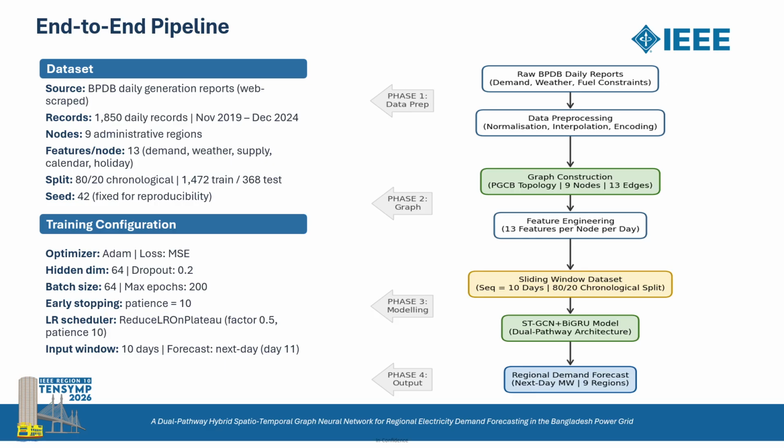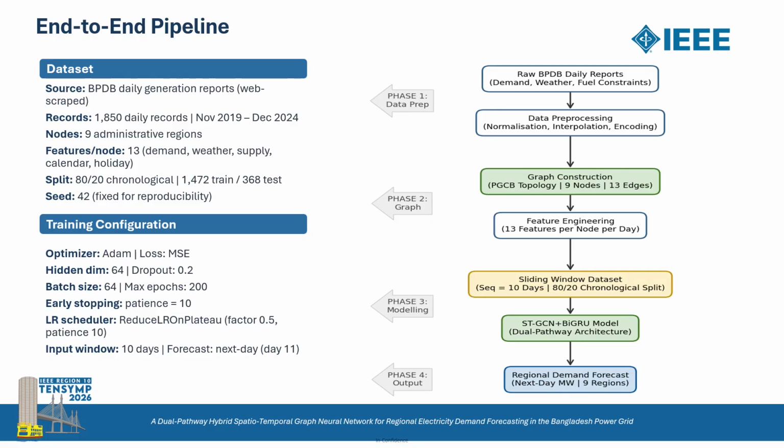A brief summary of our experimental setup. The dataset spans November 2019 to December 2024, about 1,850 daily records across the 9 regions with 13 features each. The dataset is published in Data in Brief Journal. We use a chronological 80-20 split. This is important. It ensures the model never sees the future data during training, and it reserves a full year of testing. The random seed is 42 for reproducibility.